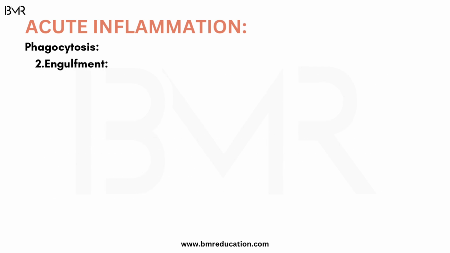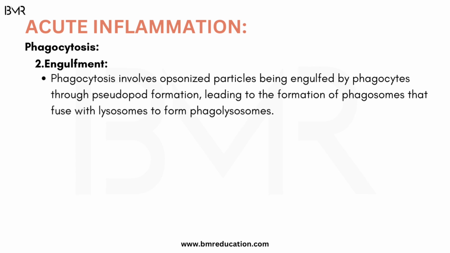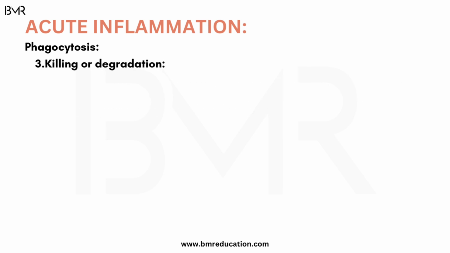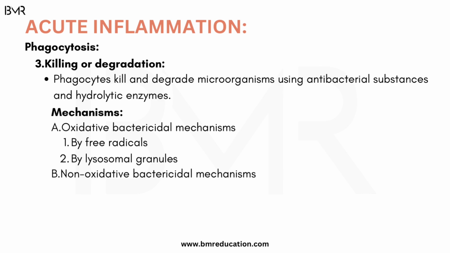The next step is engulfment. Phagocytosis involves opsonized particles being engulfed by phagocytes through pseudopod formation, leading to the formation of phagosomes that fuse with lysosomes to form phagolysosomes. The next step is killing and degradation. Phagocytes kill and degrade microorganisms using antibacterial substances and hydrolytic enzymes. The mechanisms include oxidative and non-oxidative bactericidal mechanisms.